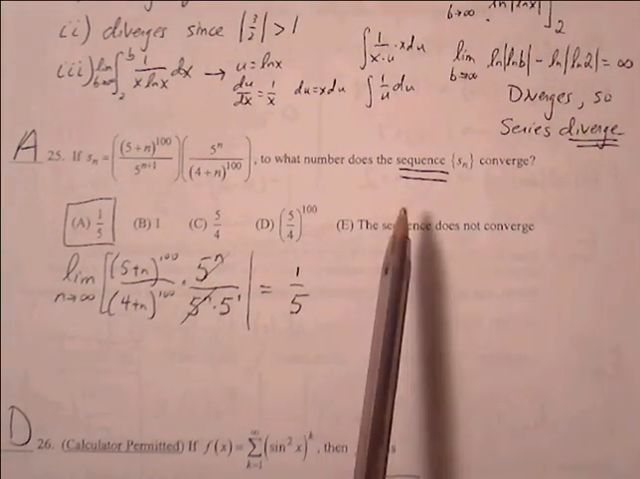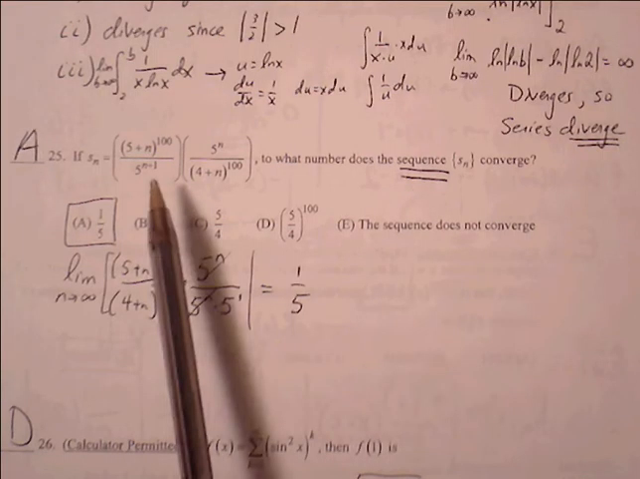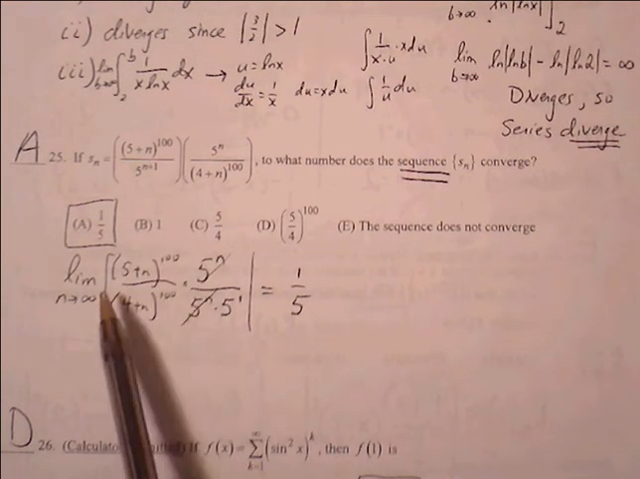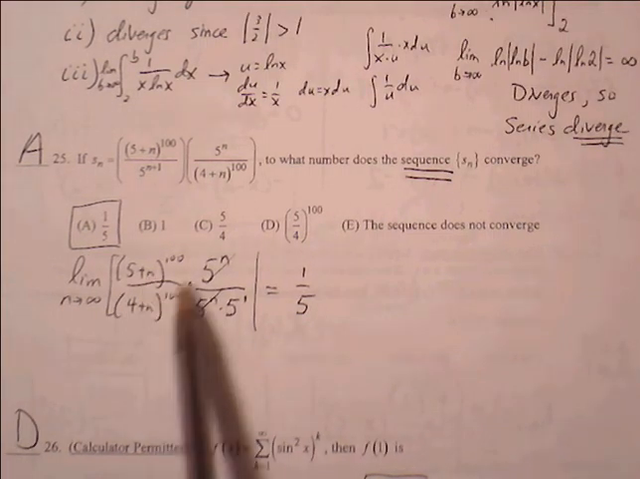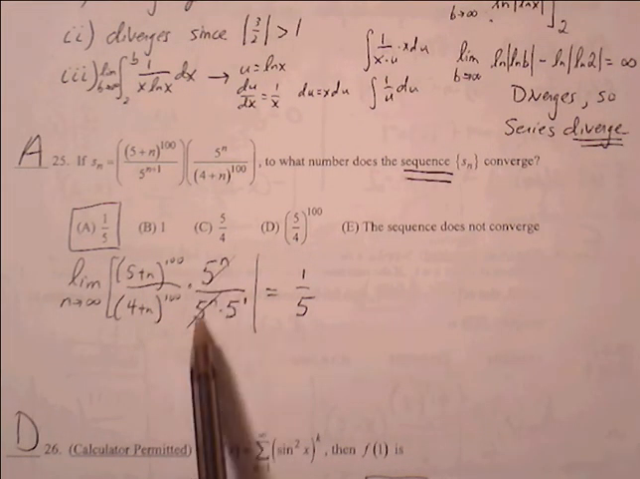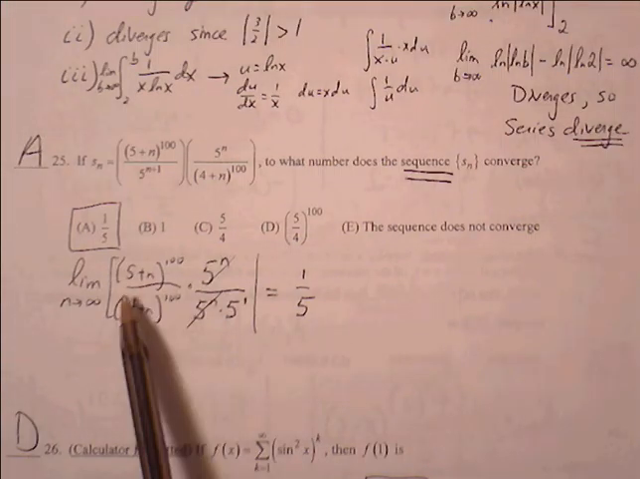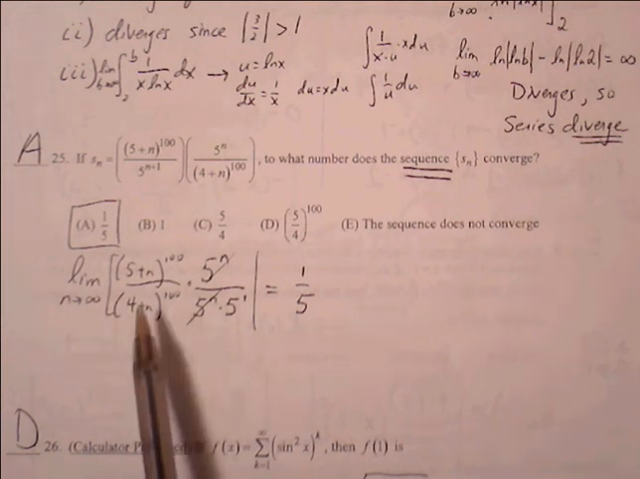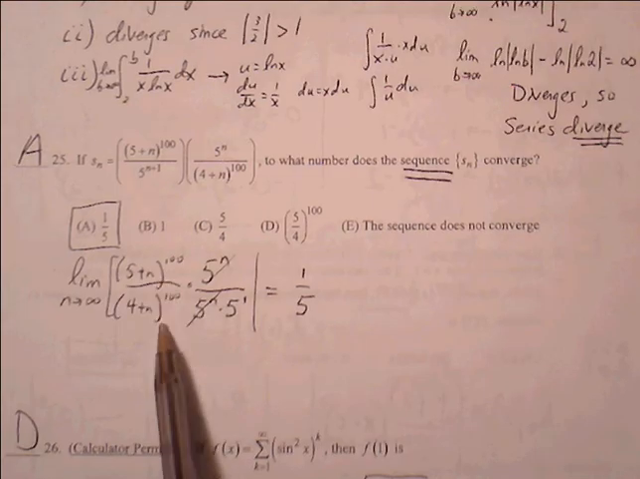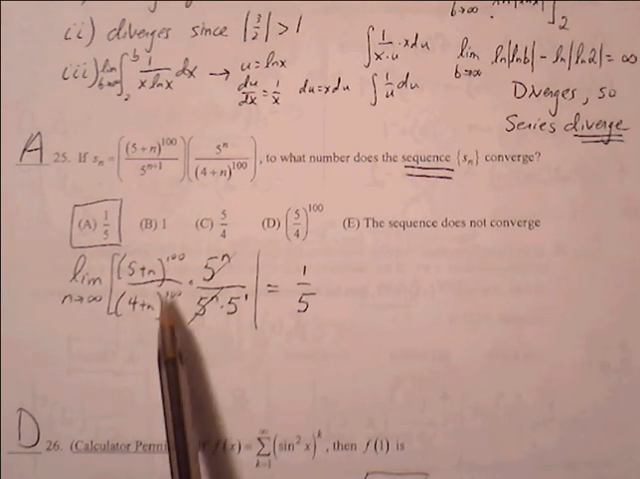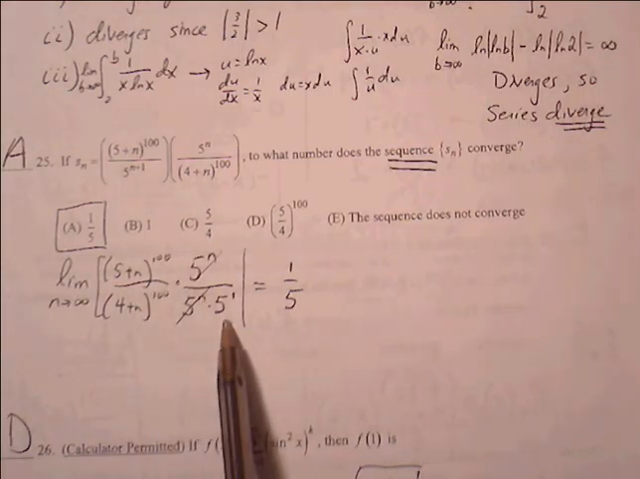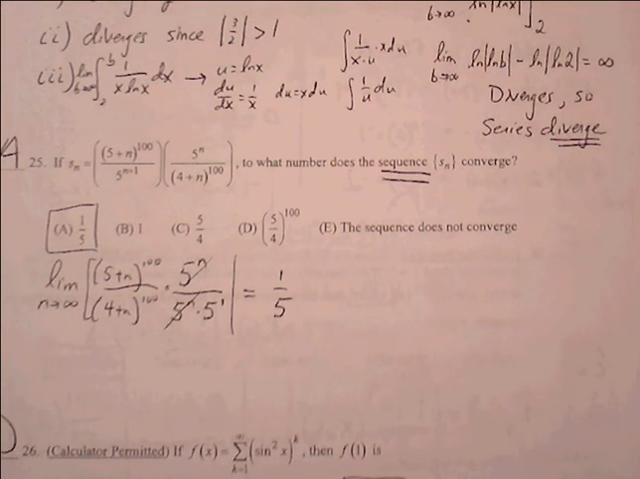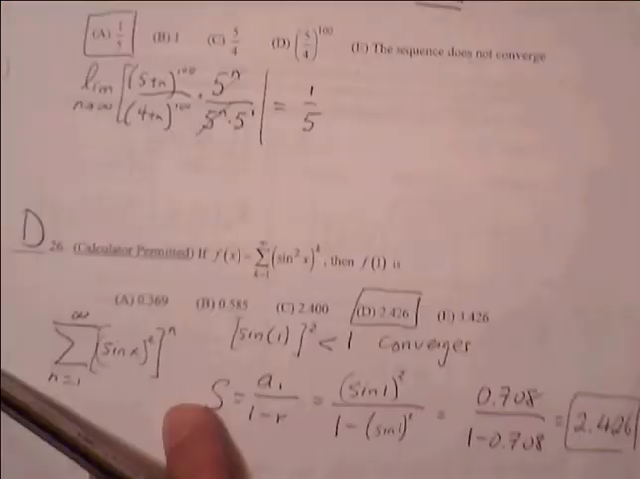Okay, 25. To what number does a sequence converge? So we can just find the limit as n approaches infinity. As it approaches infinity, we see that 5 to the n and 5 to the n will cancel out, 5 will remain, and if we take the highest degree, it's going to be n, so n to the 100 over n to the 100. We'll wipe this out to be just 1, so the only thing that's left over is the 5 in the denominator, so the sequence will converge to 1/5.